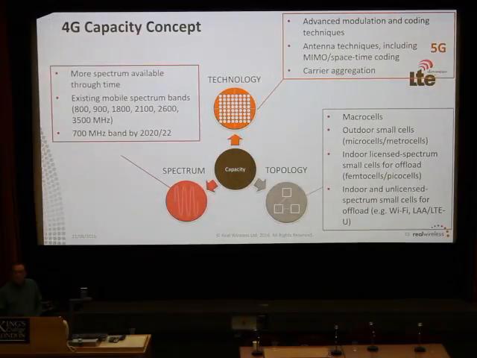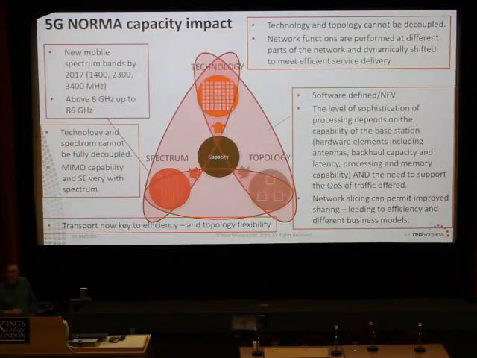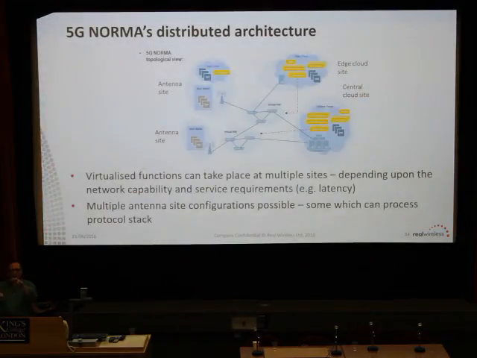Remember we had that model for the 4G network. For 5G, it's slightly more complicated, we think. It's actually no longer possible, really, to separate the topology and the technology. We now don't have three discrete elements that we can play with to increase the capacity of the network. They're interrelated.